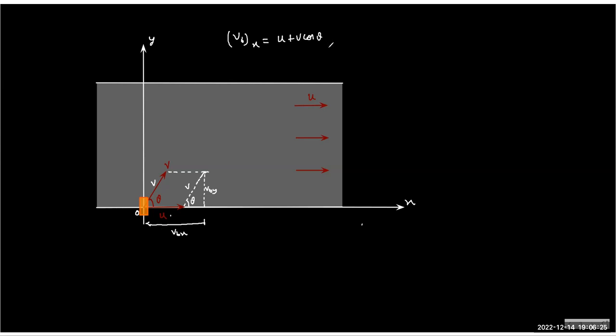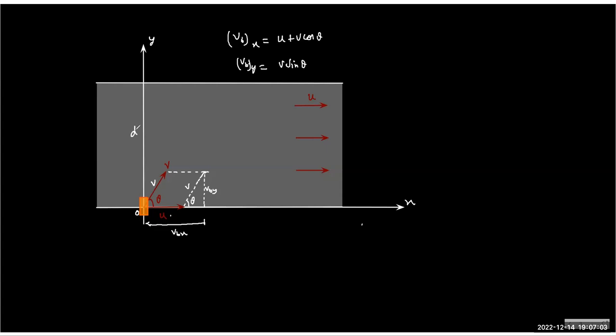Do you realize this? What is the x contribution of the v part? V cos theta. What is the x contribution of the u part? U. So what is the net x component of the boat or the river? U plus v cos theta. Yes or no? Yes. And what is vby? V sin theta. Only v sin theta, because u will never contribute.